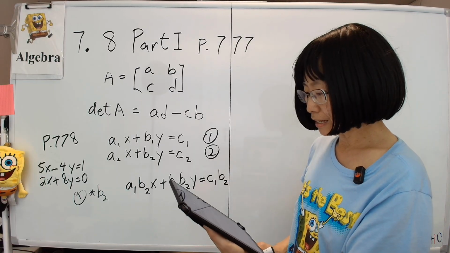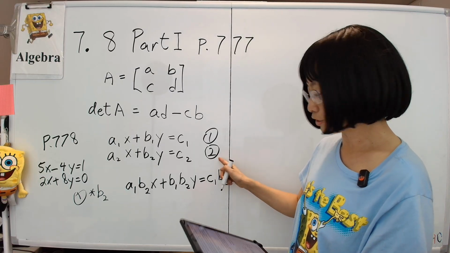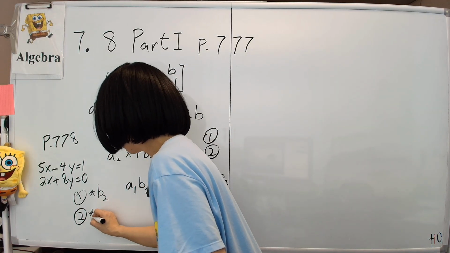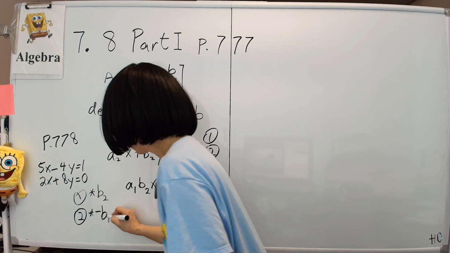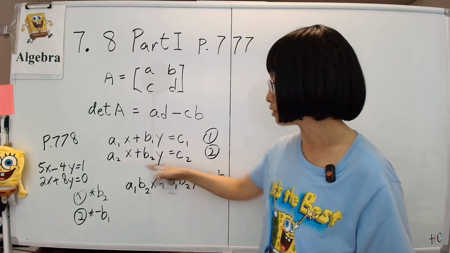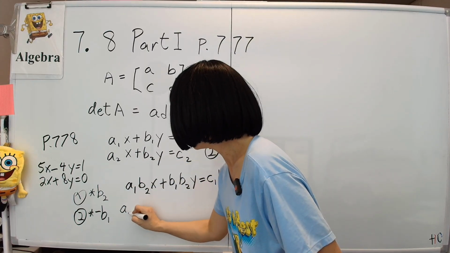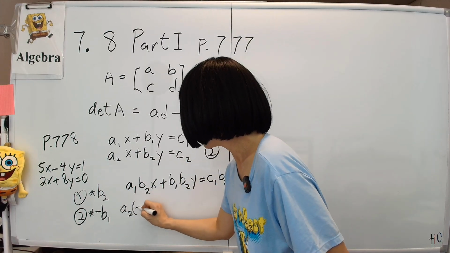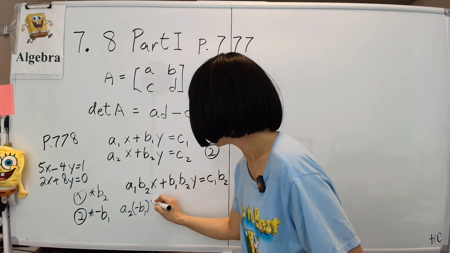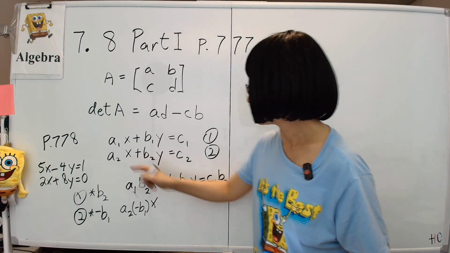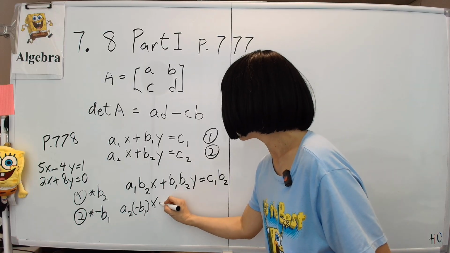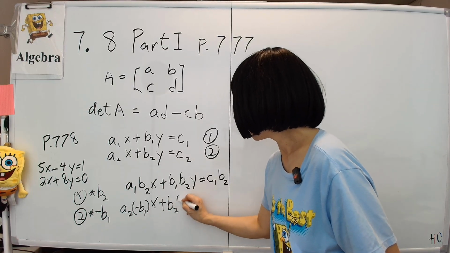All right, and then we need to multiply equation 2 by minus b1. Equation 2 shall be multiplied by negative b1. So let's do that. Equation 2, multiply it by negative b1 across the board. So we have a2 times minus b1, and then there's x. We're multiplying this by negative b1, right there. And next, plus b2 times minus b1.